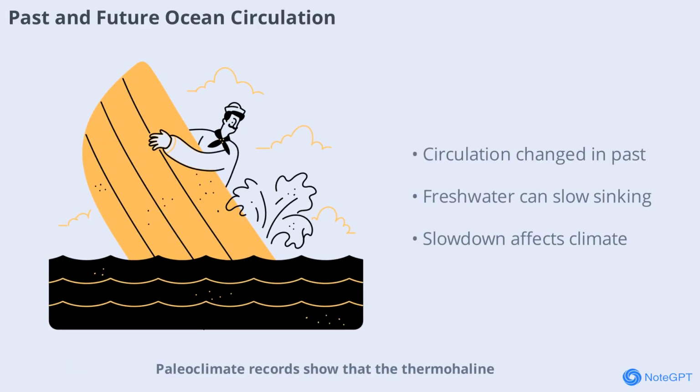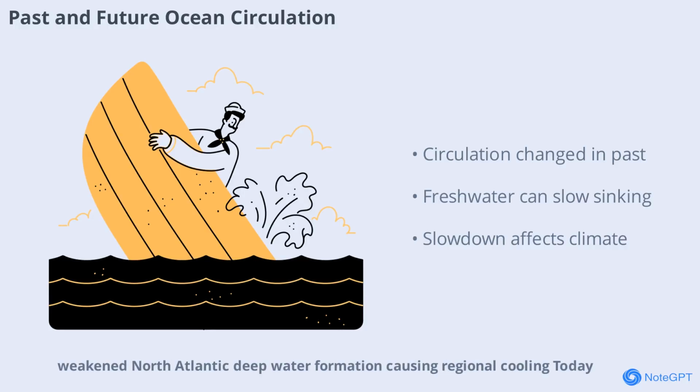Paleoclimate records show that the thermohaline circulation has changed in the past, sometimes abruptly. For example, during the Younger Dryas, a sudden influx of freshwater likely weakened North Atlantic deepwater formation, causing regional cooling. Today, melting Greenland ice and increased rainfall could slow this circulation. While a complete collapse is unlikely this century, a slowdown could still have significant climate effects.